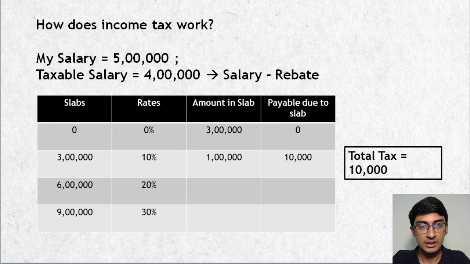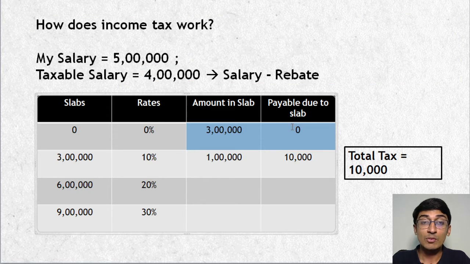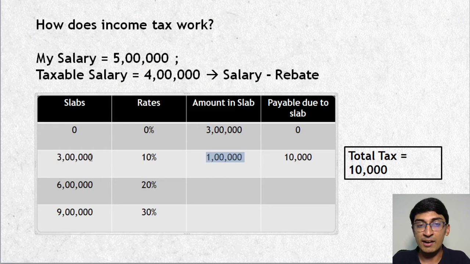Let's go even further. Now things get interesting. I have 5 lakhs as a salary. Because of my rebate, it became 4 lakhs. Which means that for the first 3 lakh, I paid 0 tax. For the next 1 lakh, because I'm still left with 1 lakh, I have to pay 10% tax, which is 10,000 rupees. So the total tax I have paid so far is 10,000 rupees because my taxable salary is 4 lakhs.